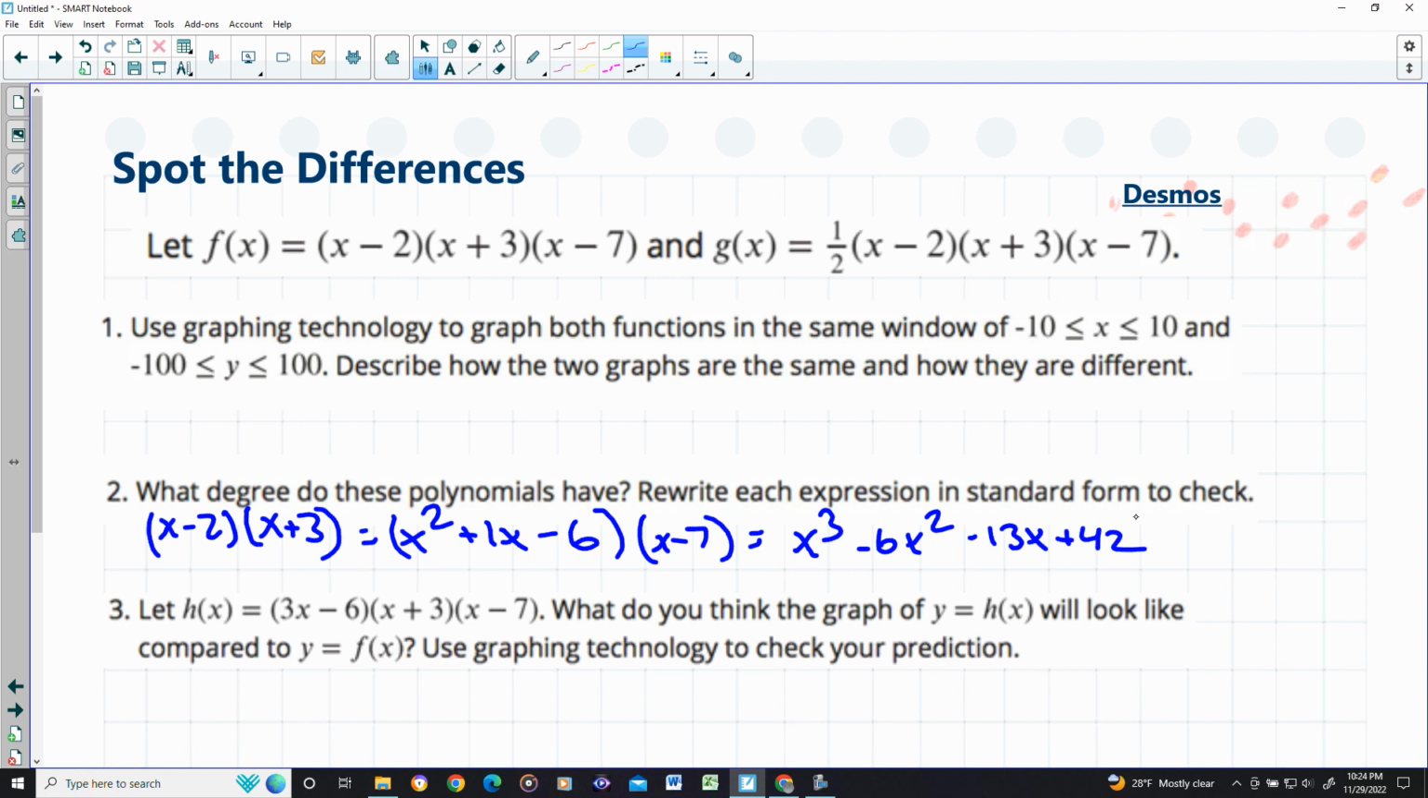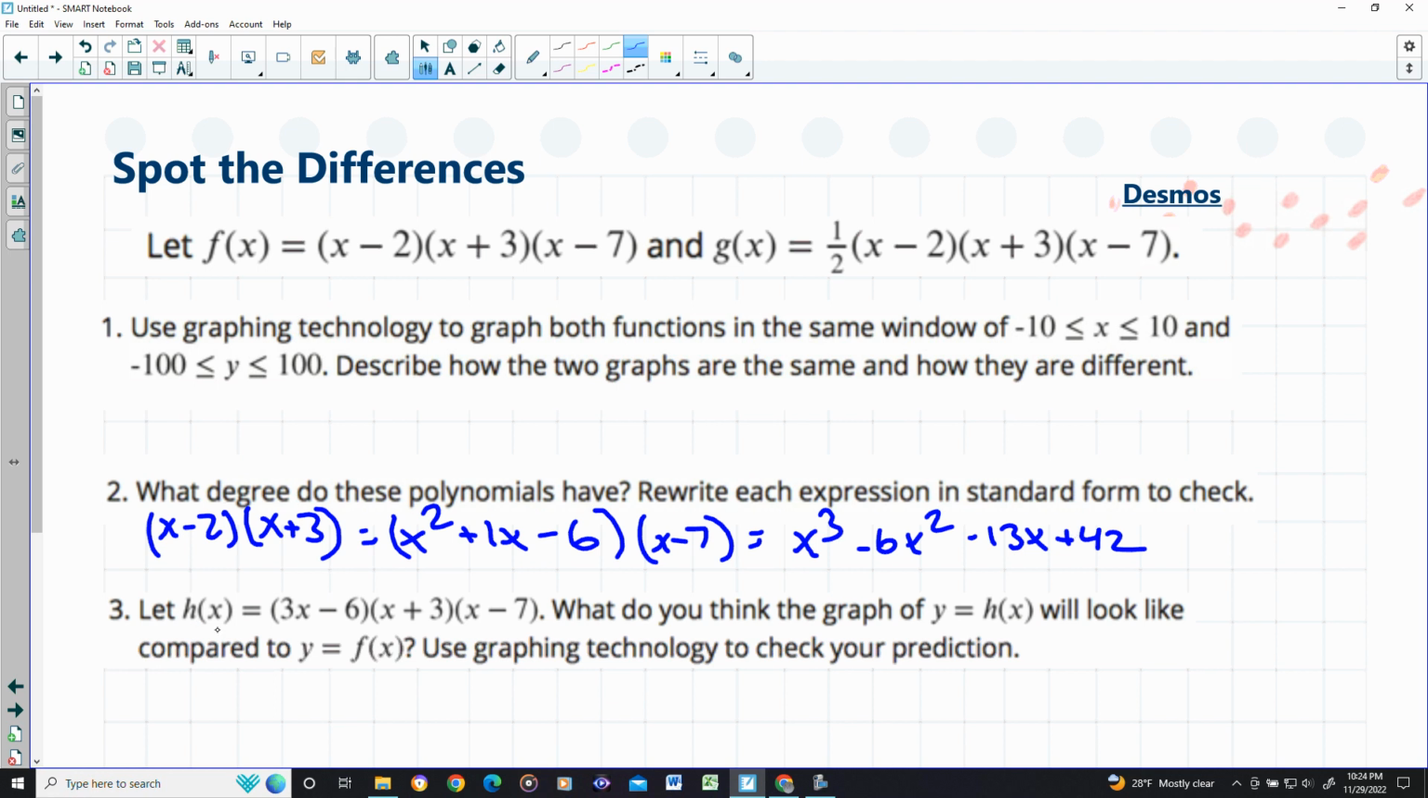And you can check that yourself. I kind of did that quickly in my head. If you have the 1/2 in front of it, you get the same thing, but you get a 1/2 of all of these numbers. So you would get 1/2 x to the third minus 3x squared minus 6.5x plus 21.